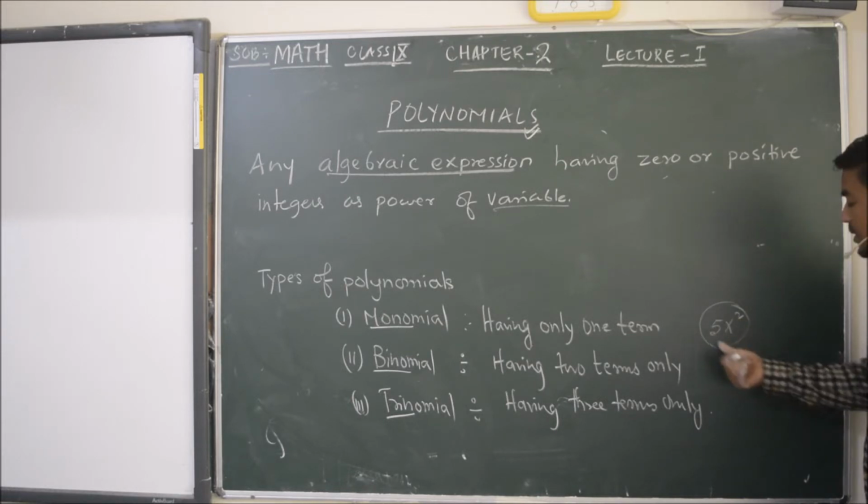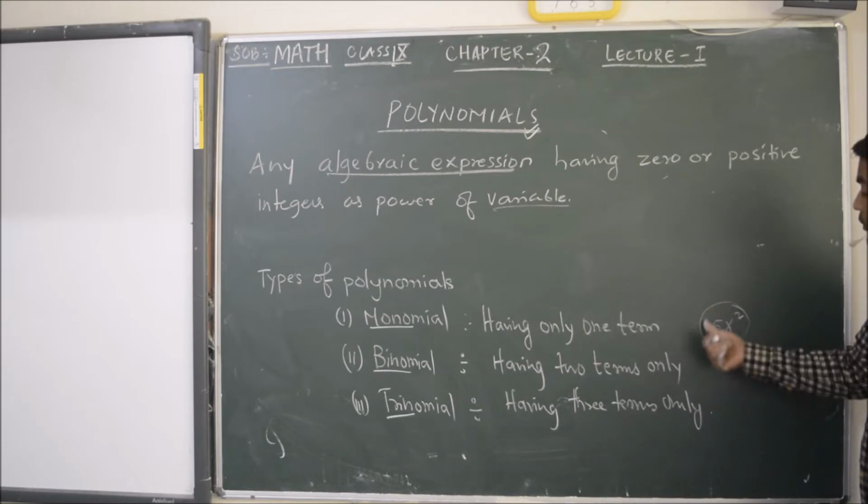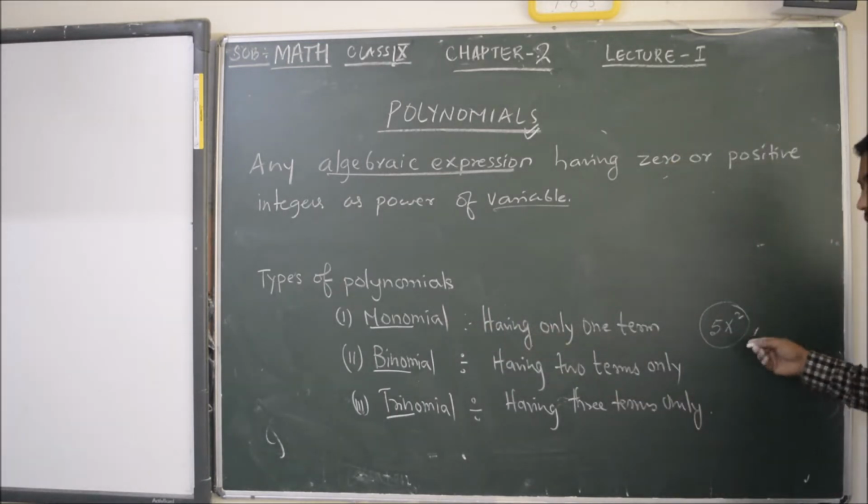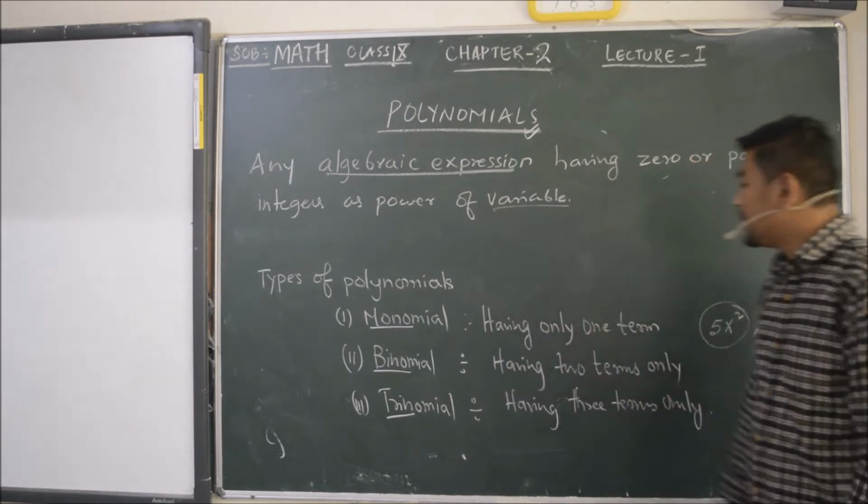Actually, this is a single term. So a polynomial having a single term is called a monomial. You can take another example also: 1 by 2 x. So 1 by 2 multiplied with x. This is also regarded as a single term, so this also comes under monomials.